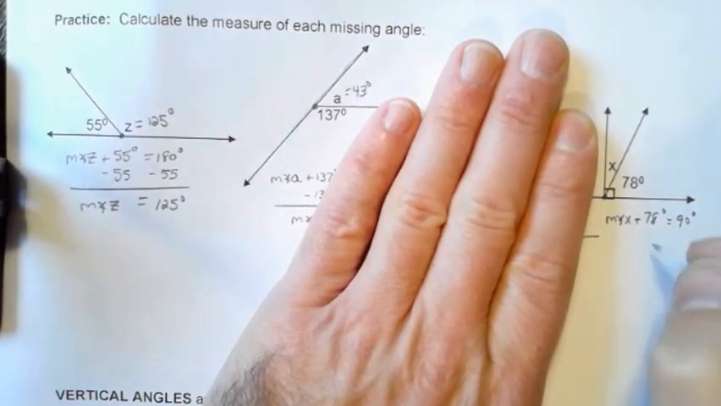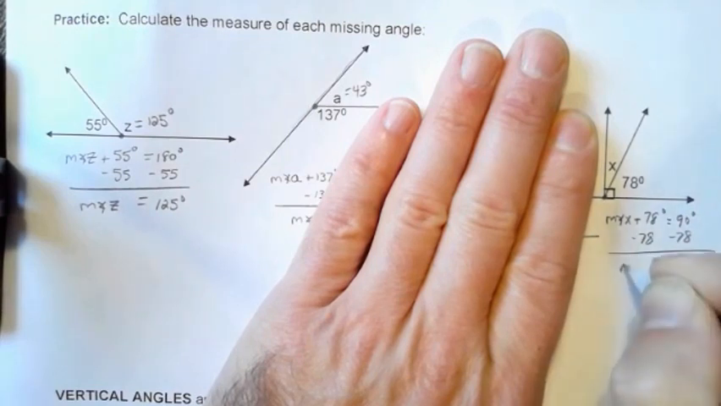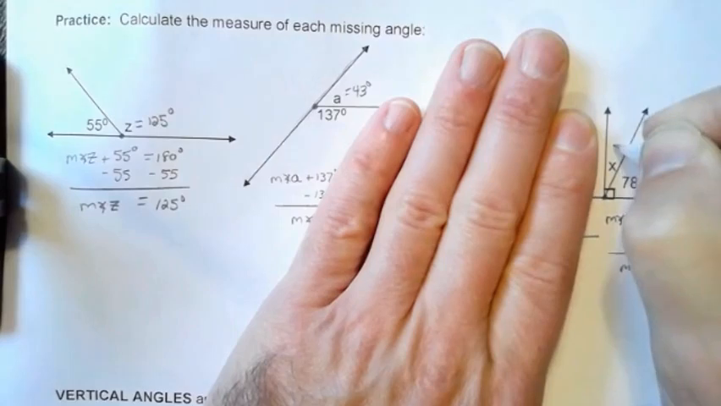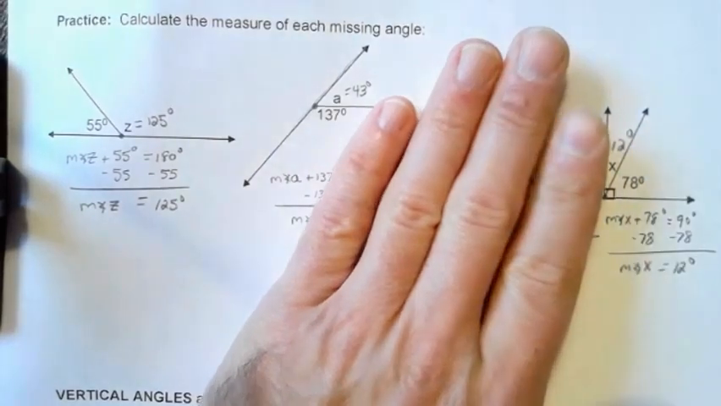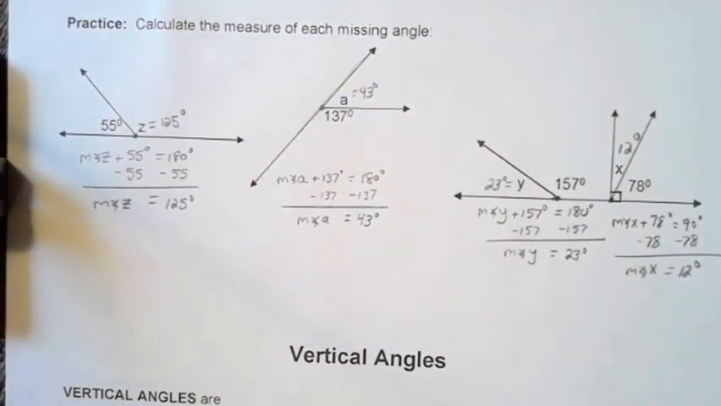So to get the measure of angle x, I'm just going to have to subtract 78 from each side. And when I do that, that means that the measure of angle x is going to have to be 12 degrees. This is a 12-degree acute angle in that picture.